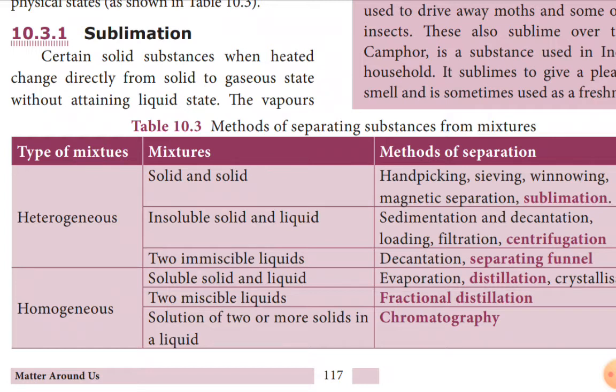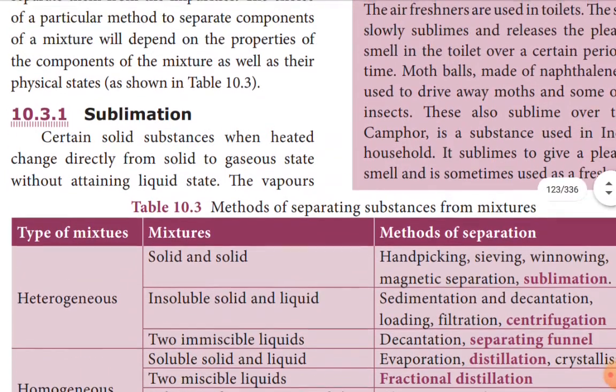Then the homogeneous mixture: soluble solid and liquid, for this the distillation method is used. Two miscible liquids, fractional distillation method is used. And solution of two or more solids in a liquid, chromatography is used. Now see, the first method we are going to study is sublimation.